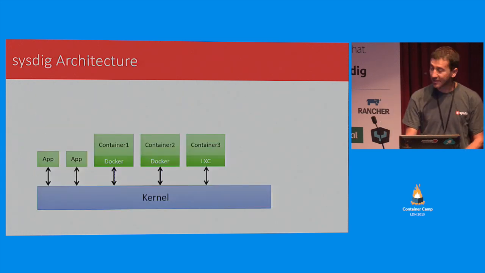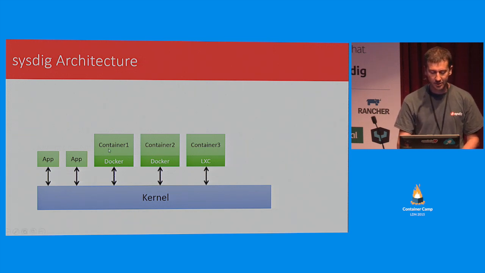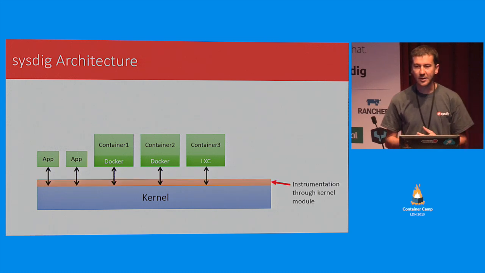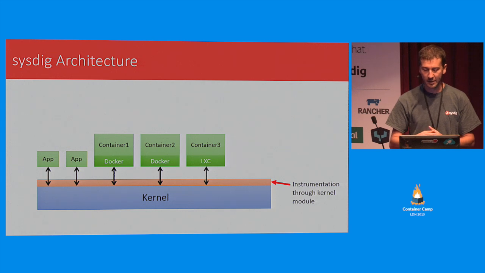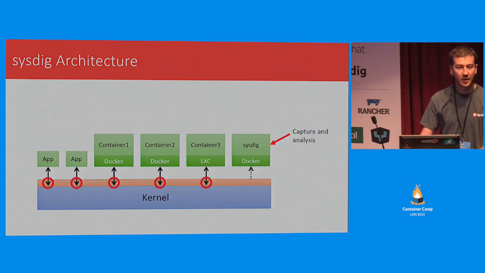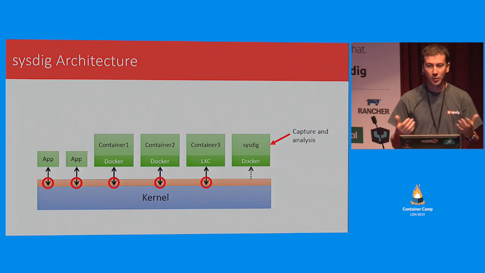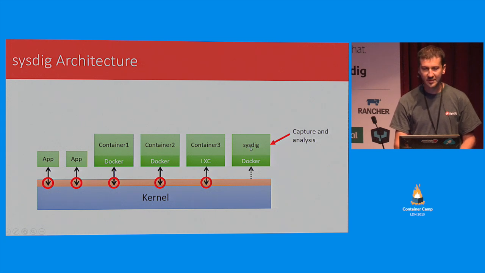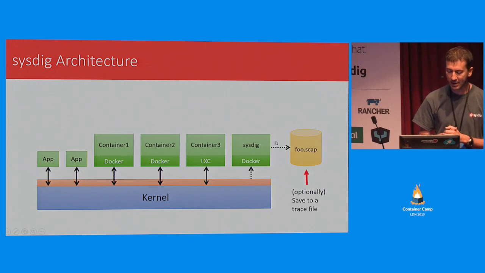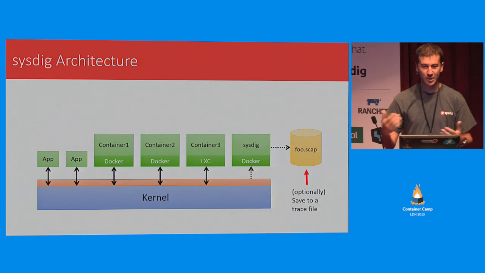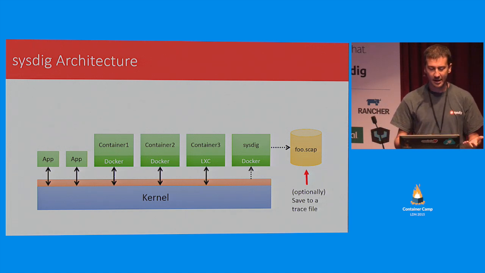How does it work? This is a very simplified architecture of a system running containers. There are a couple of native apps here, and a couple of containers running on Docker, and one running on LXC. What Sysdig does is it has a little component that is installed at the operating system level. This component is able to intercept what each of the processes and containers running on the machine are doing, and especially the interaction with the operating system. This information is captured, consumed by a separate container, and then it can be used for both real-time analysis or saved to a trace file, a bit like you do with Wireshark, and then analyzed later.